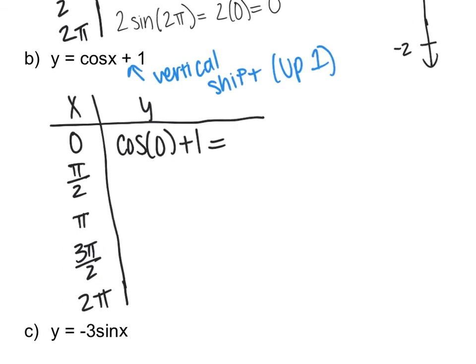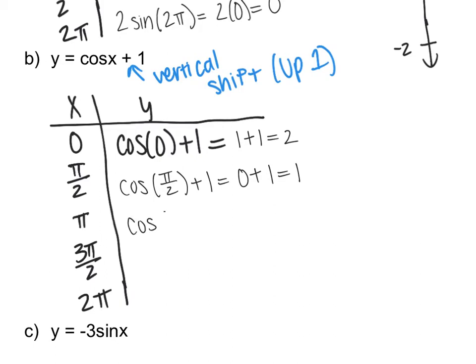So here I go. So cosine of 0 was 1. So this is going to be 1 plus 1, which is 2. Cosine of pi over 2, that's where the x value is 0. And so I have this part 0, but I have a plus 1 here. So that's going to be a 1. And then I would just do the next one. So cosine of pi is where cosine is negative 1. But then I have a plus 1 here. So I'm going to have to add this to positive 1, which ends up being 0.